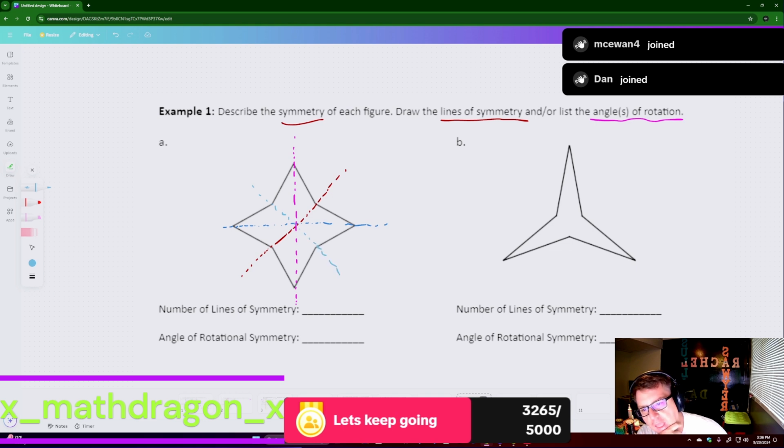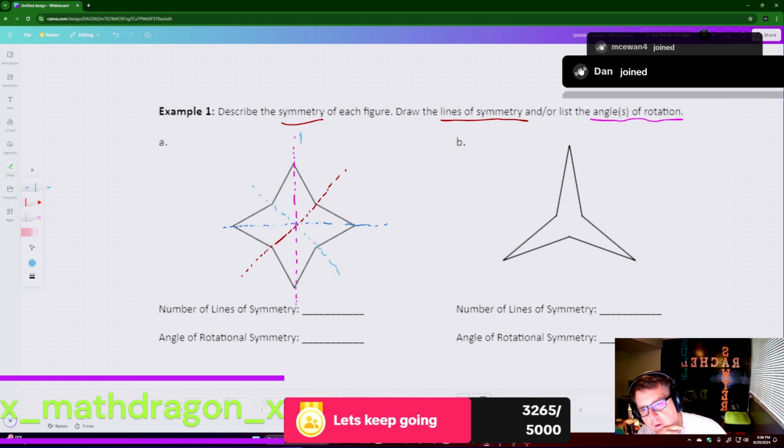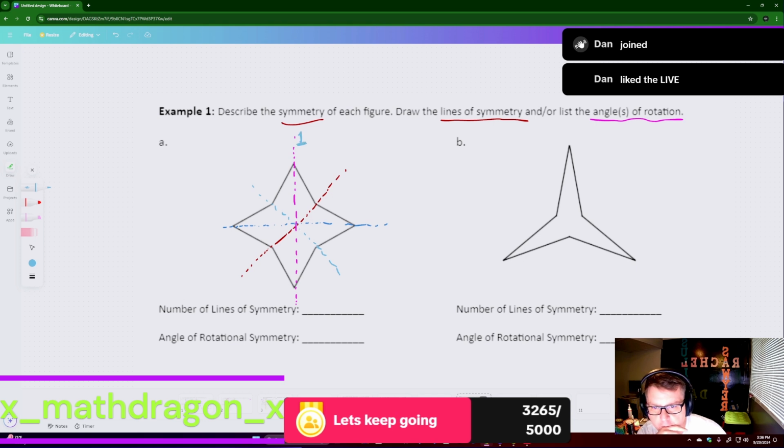So how many lines do we have? Well, start it here, and we're going to call this 1, and then 2, and then 3, then 4. But when we get down to here, that's the same as 1. So there are 4 lines of symmetry in this figure.